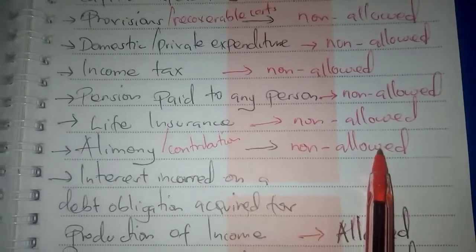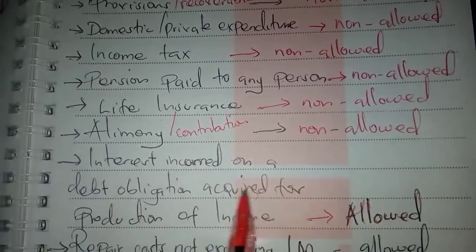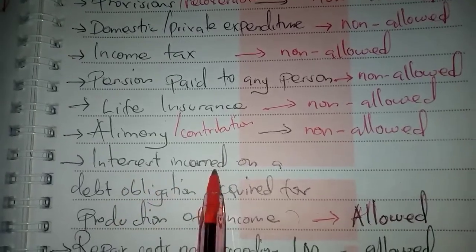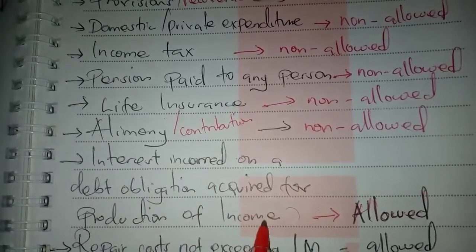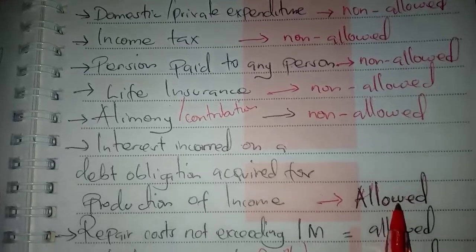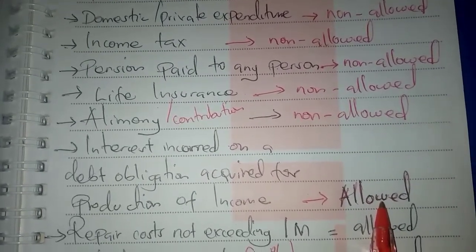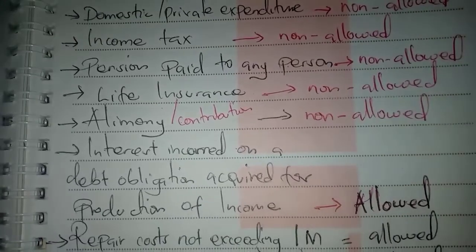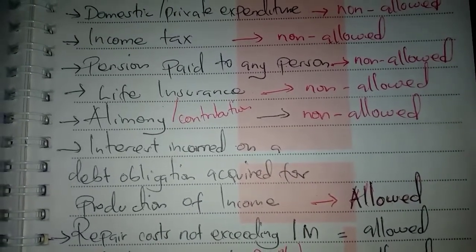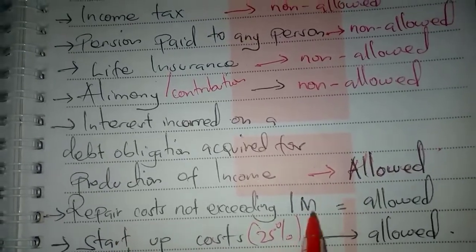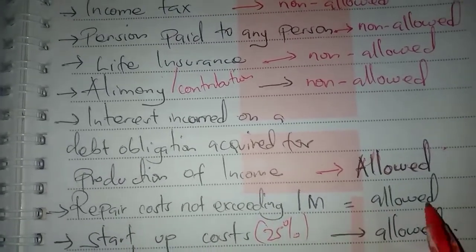It is non-allowed. Then interest incurred on a debt obligation acquired for production of income is allowed. In case you get a loan to use in the production of income or to be used in business, the interest that you pay on it is allowed. Then repair costs not exceeding 1 million are allowed.